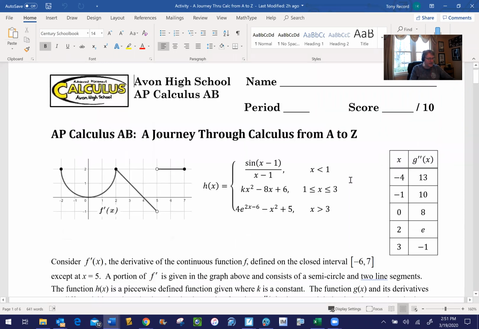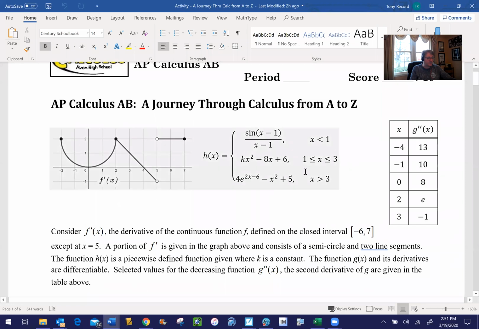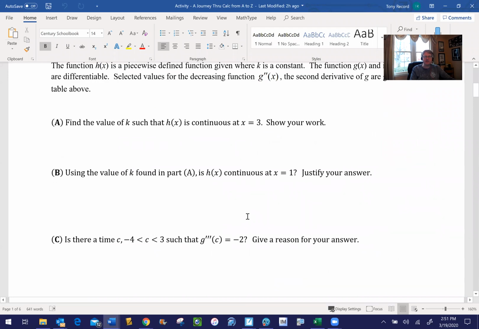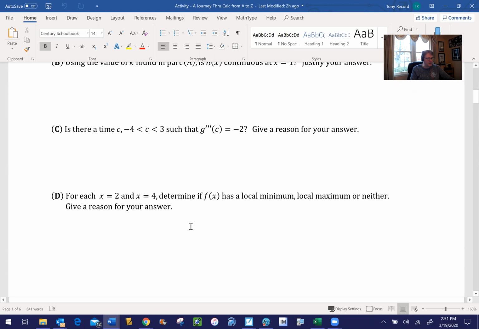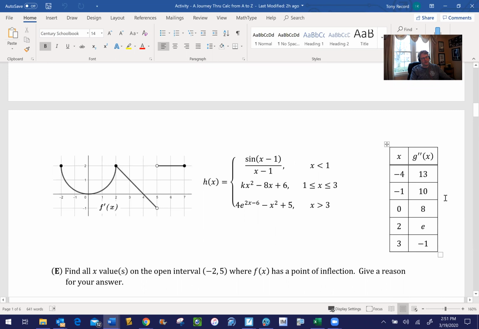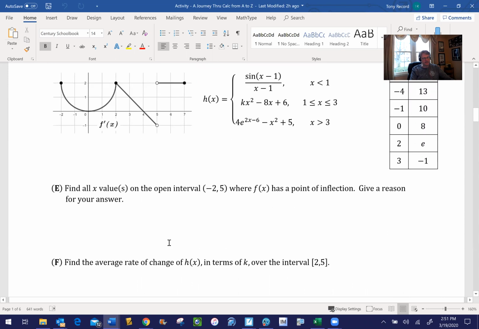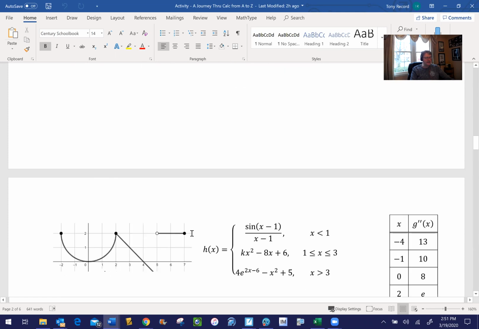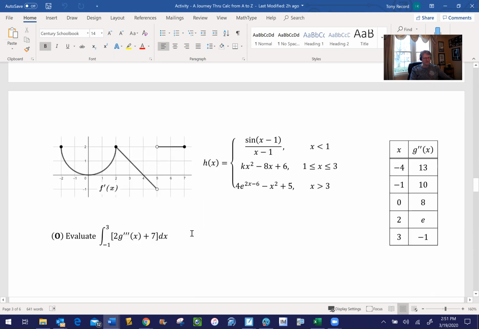And basically, as you can see here, you're given a graph of f prime, a piecewise function h, and a table of values for g double prime. From those three representations, you can answer 26 different questions from AB calculus, like finding the value of k where h of x is continuous, going on to determining whether f has a local min, max, or either. On each page, we replicate those three representations, so you don't have to flip your pages back and forth. It just keeps going and going, you guys. It's calculus, A to Z, for your AB review.